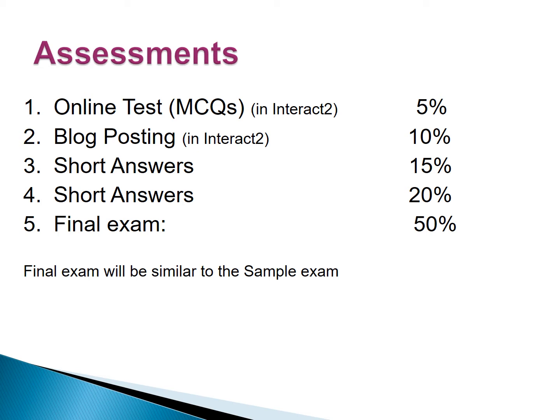And then the 3rd assessment item is what we call short answers. There are 4 short answer questions. You need to answer them and submit them online. The details are again there in the subject outline. And the 4th assessment item again is a short answers assessment item. There are 4 questions. You need to answer them and submit through EAST.